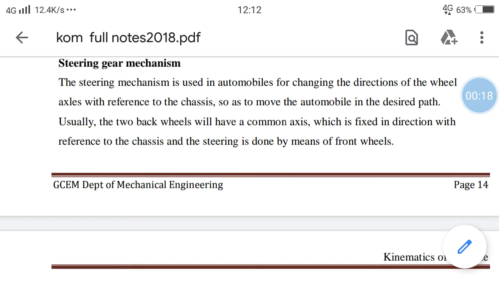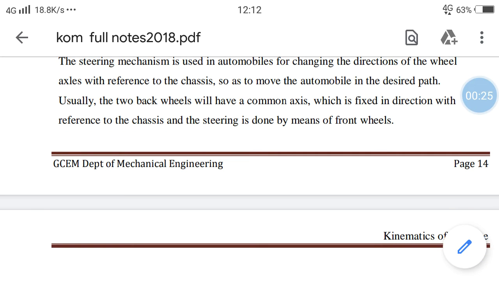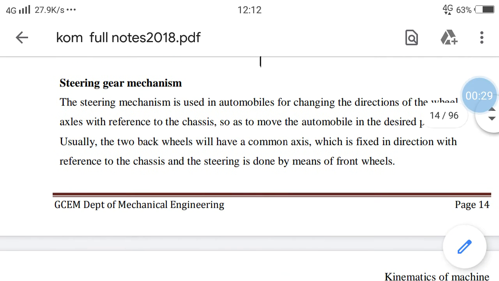Next topic is the last topic in module 1, that is the steering gear mechanism. This mechanism is most commonly used in automobiles, vehicles. The steering gear mechanism is used in automobiles for changing the directions of wheels with reference to the chassis.